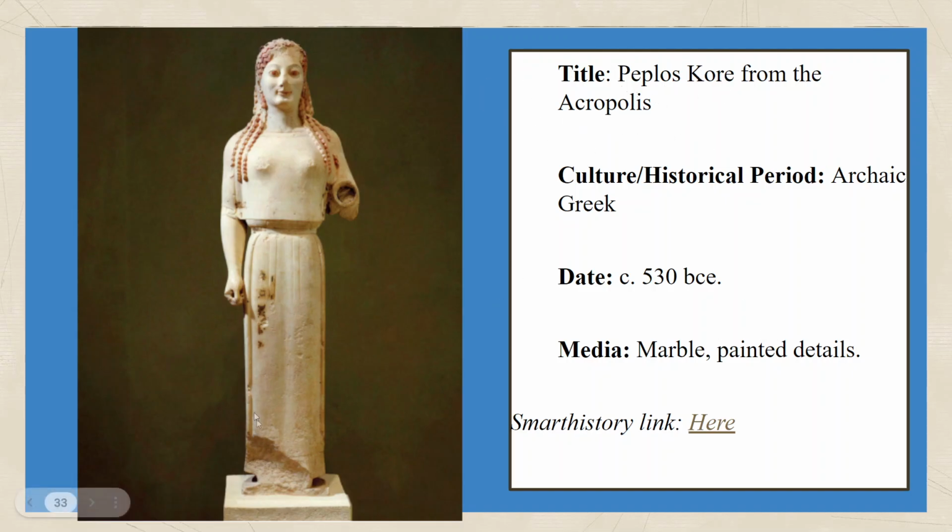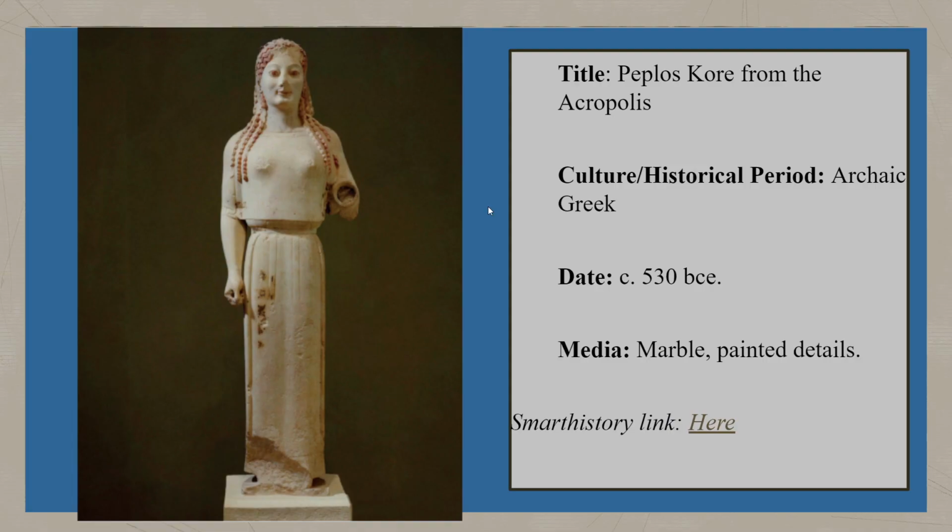We are looking once again at marble. You can tell by that white stone texture and color. And once again, we have painted details. Her paint is a lot more obvious than Anavisos. Again, that red pigmentation on it, very clear. It stains a lot more. She's really interesting. I adore Peplos Chore.